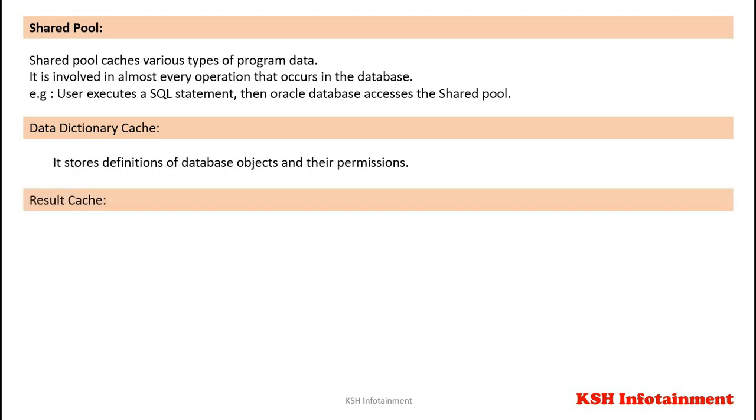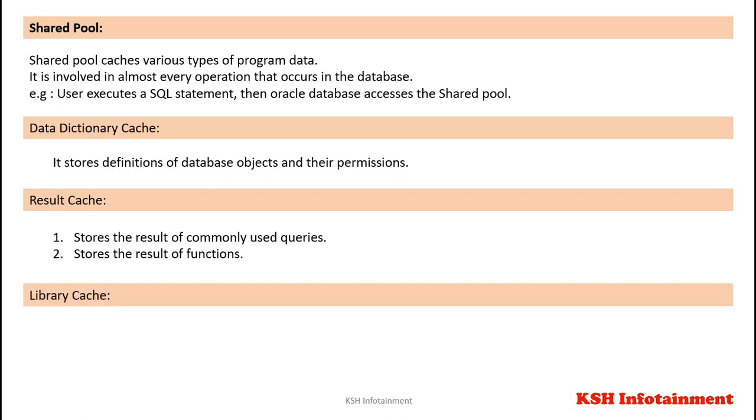Result cache. It stores the result of commonly used queries. It stores the result of functions. Library cache. It stores the execution plans, stored procedures, packages, control structures.